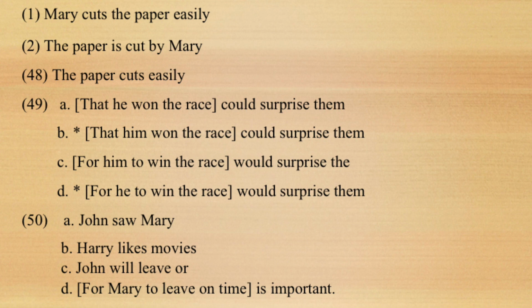That he won the race could surprise them. That him won the race could surprise them. For him to win the race would surprise them. For he to win the race would surprise them. English has various complementizers: that, if, whether, and for. The complementizers if and whether form CPs that express indirect questions. To distinguish them from the others, we can mark them with the feature plus Q for questions, or plus WH, because many English question words such as who, what, where, when begin with WH.